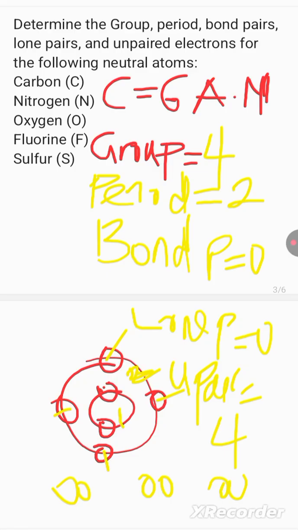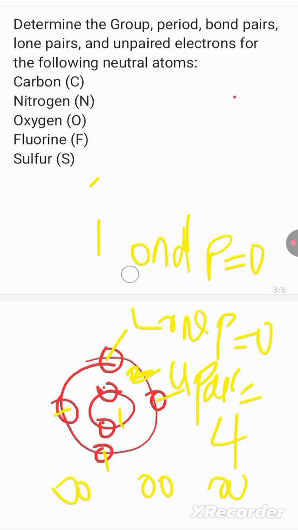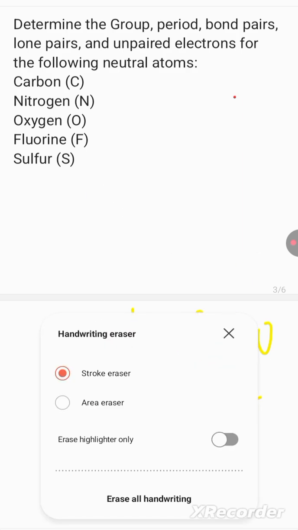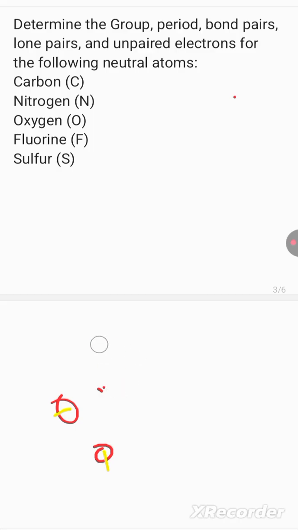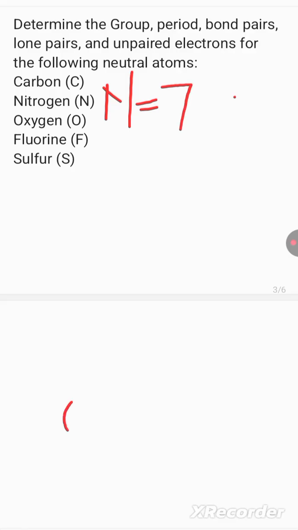The second one is nitrogen. Nitrogen has an atomic number of hydrogen, helium, lithium, beryllium, boron, carbon, nitrogen: it has the atomic number of 7. That means we are going to place 7 electrons. The first shell will contain 2 electrons.